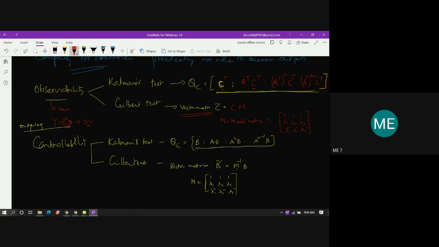Similar to that, we are going to find out this CM matrix. Once you find the CM matrix, if all the elements of this vector C matrix are non-zero, then we can say the system is completely observable. So here we need to understand this Kalman test and Gilbert test for observability by doing one example. We'll take one example here.